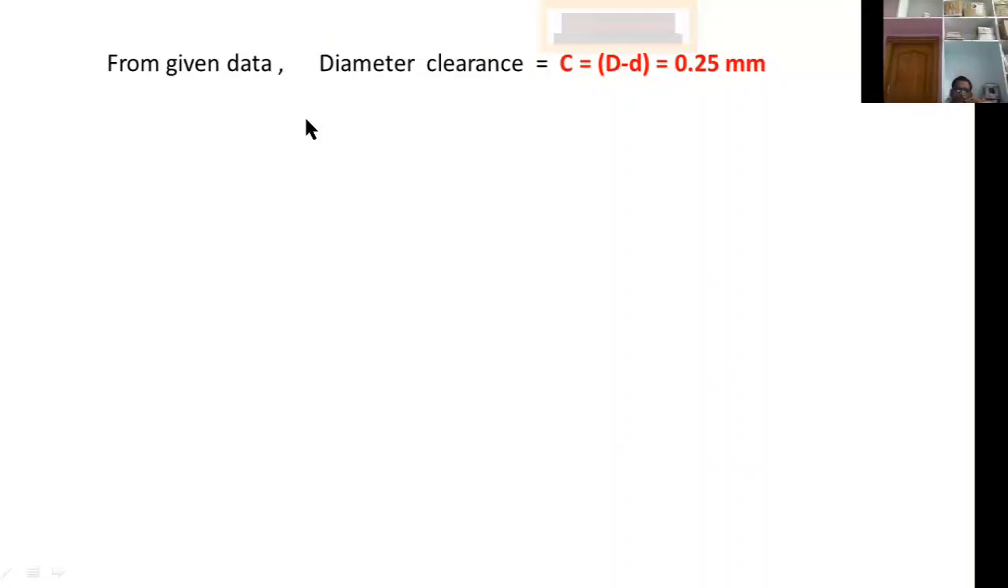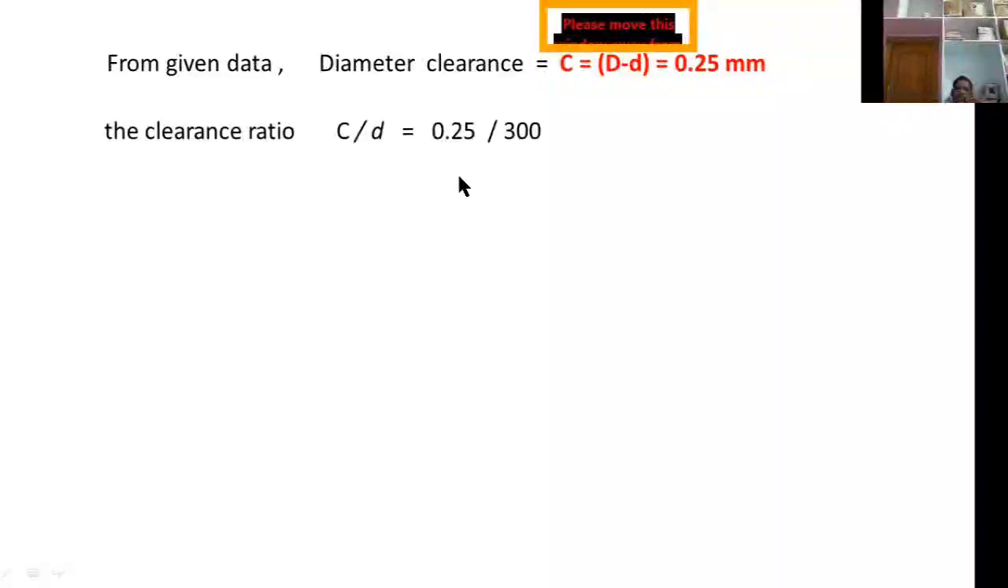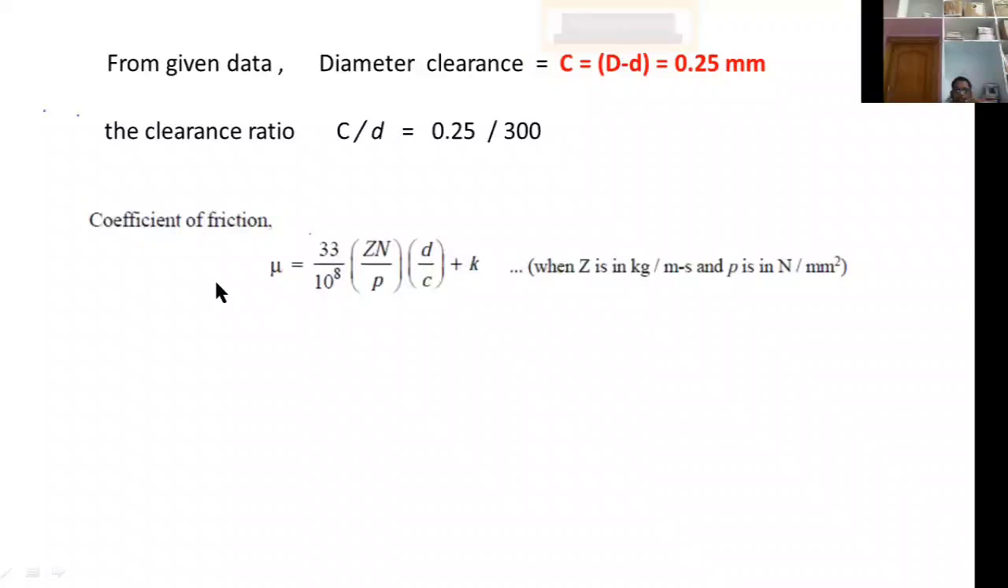Now, for calculating the amount of heat to be removed, first of all you have to find the value of the coefficient of friction. For that purpose, from the given data, diameter clearance C equal to 0.25 is given. And the clearance ratio, therefore, C by D equal to 0.25 by the diameter of the shaft, that is you have to substitute the D value, that is 0.25 by 300. This is the diameter clearance ratio.